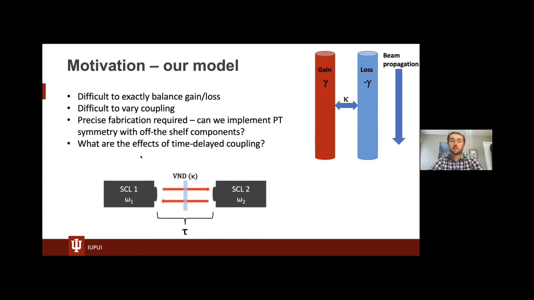It turns out that the gain and loss is exactly balanced in our system because it's replaced by the frequency detuning between the lasers. We can easily control the coupling continuously by placing coded slides in between the lasers' optical path. And we use equipment that we already had in our lab. So there's nothing fancy, no precise fabrication needed. And of course, we have this built-in time delay due to the physical separation of our lasers.